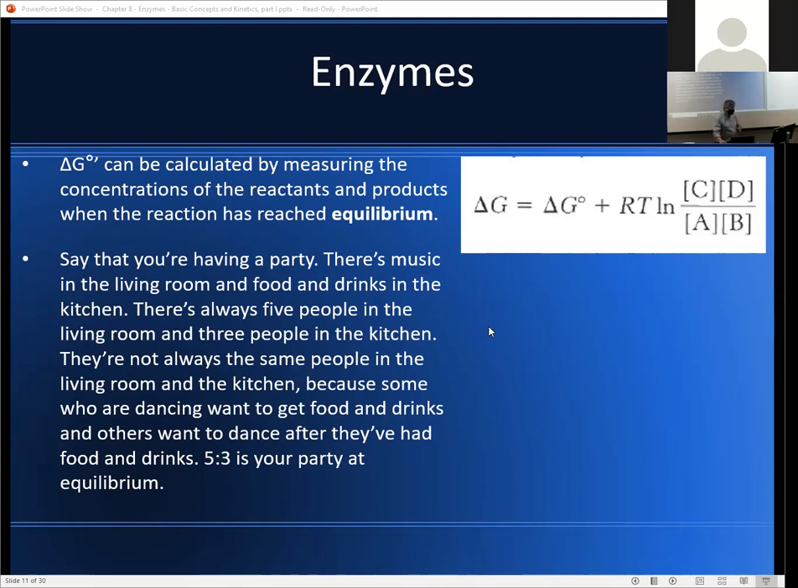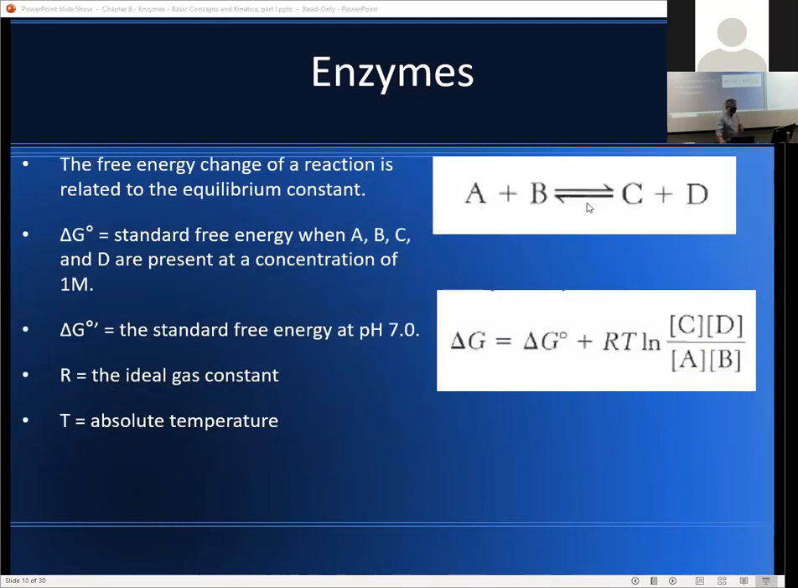So going back, if this reaction's at equilibrium, again, the reactions are still proceeding in the forward and reverse directions. However, at any given time, the concentrations of the products and the reactants are going to be the same. That makes sense? Okay, I see people fidgeting and it looks like I'm out of time, so let's stop there.